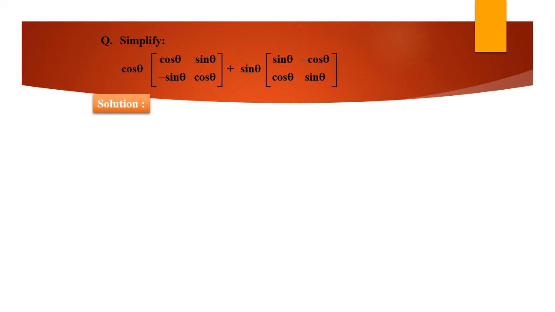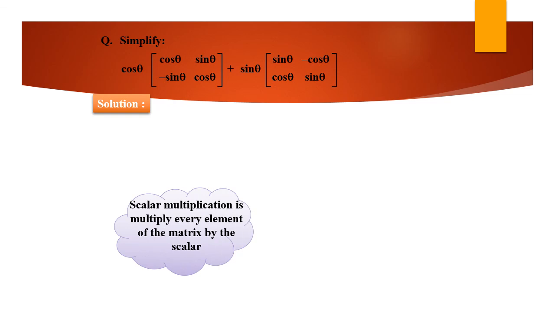Simplify. Next question. Simplify cos theta into the matrix cos theta, sin theta, minus sin theta, cos theta, plus sin theta into the matrix sin theta, minus cos theta, sin theta. So here first we need to apply the property of scalar multiplication. Multiply each element of the first matrix with cos theta, and multiply each element of the second matrix with sin theta.